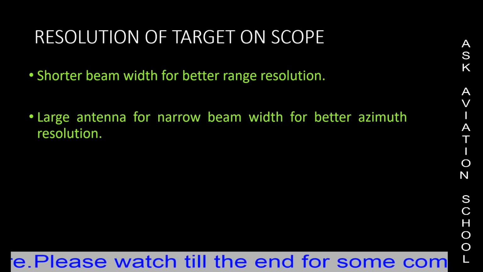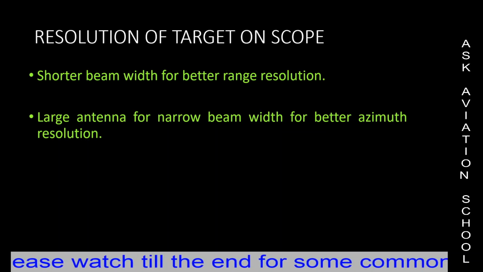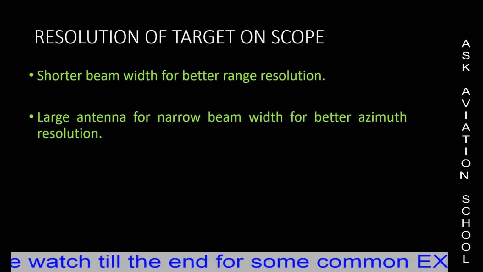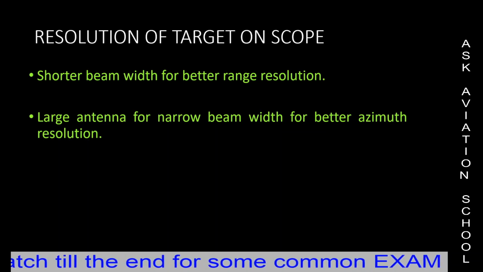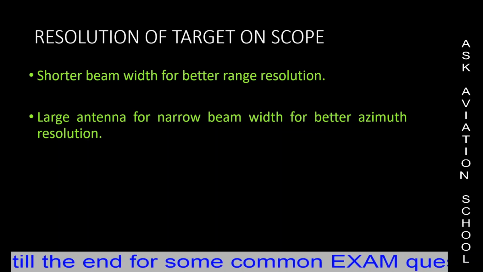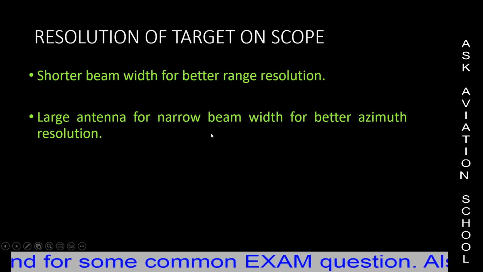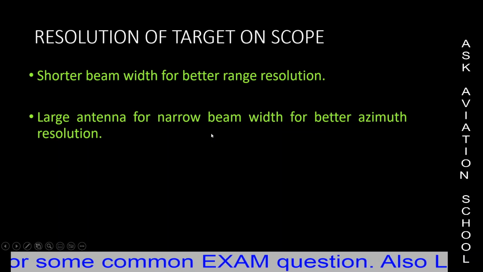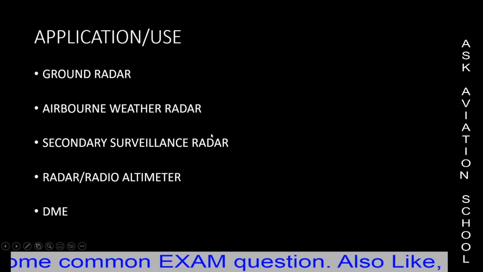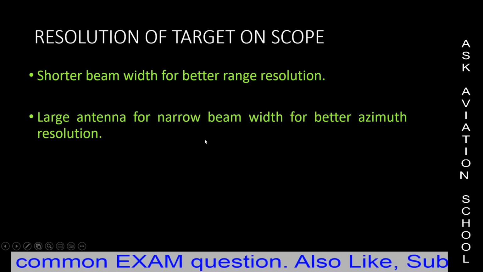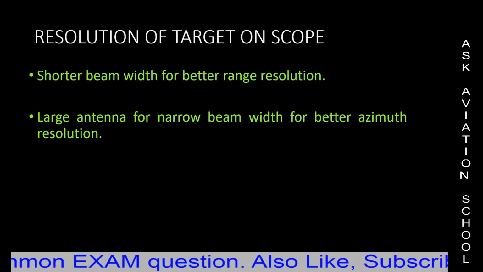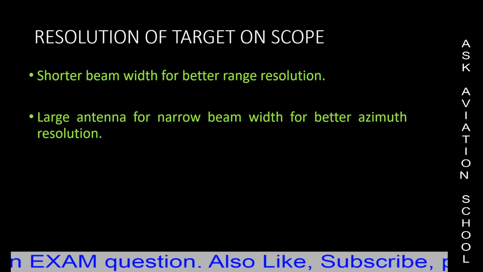In order to improve the range resolution, we must have a shorter pulse width. As far as the resolution in terms of azimuth is concerned, we must have a narrow beam width. How do we achieve this? The narrow beam width can be achieved by increasing the size of the antenna.